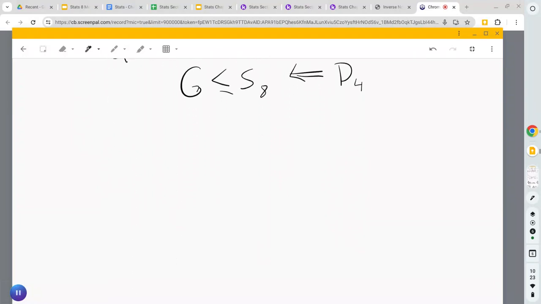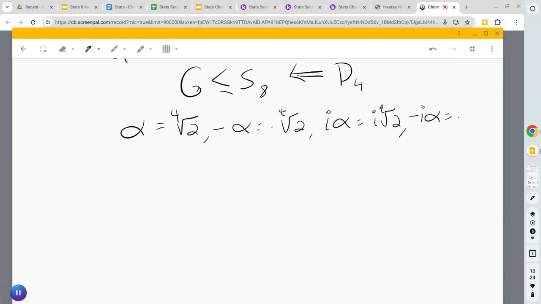And to simplify this, I'd like to list those symmetries here. Let alpha stand for the fourth root of 2. And we'll let negative alpha be the negative fourth root of 2, and so on, and i times alpha be i times the fourth root of 2, and negative i alpha be negative i fourth root of 2, which would make it easier for us to list all of them. There should be 8 possible permutations here for these automorphisms.